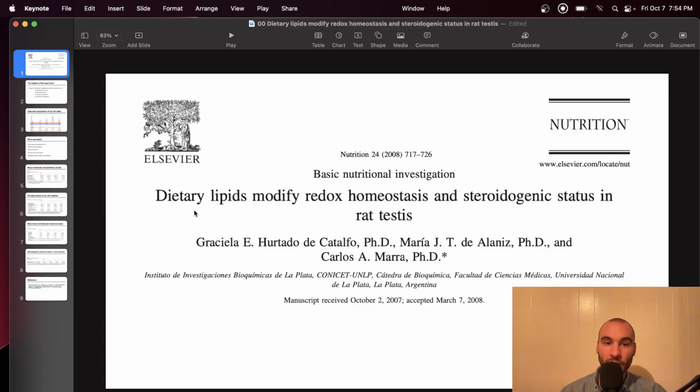Today's study is titled Dietary Lipids Modify Redox Homeostasis and Steroidogenic Status in Rat Testes. Essentially, what we're going to be looking at is the effect of polyunsaturated fats compared to monounsaturated and saturated fats on testicular function in rats. So let's jump right in.